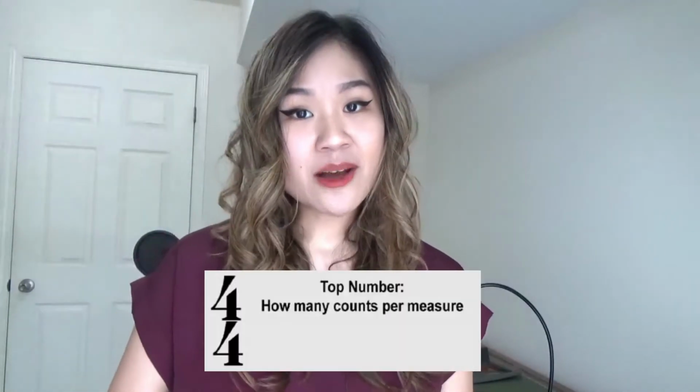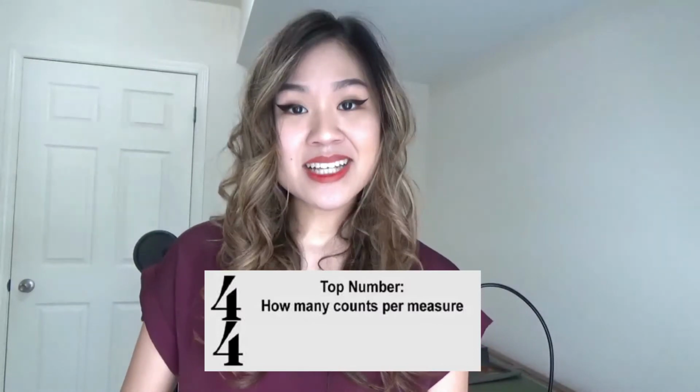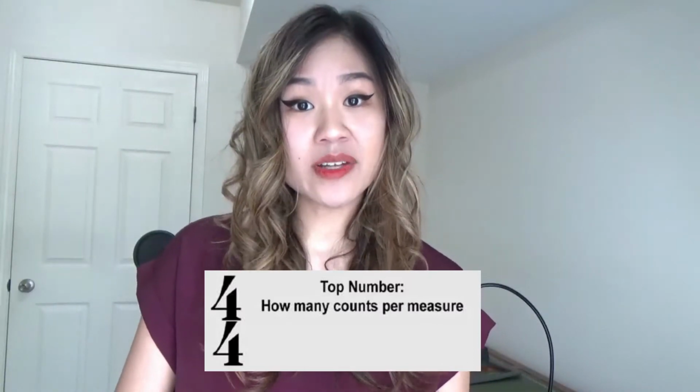So if you guys recall from my very first music theory video, music is usually divided into what we call bars or measures by bar lines. The top number of the time signature tells us how many beats are in each bar of music.